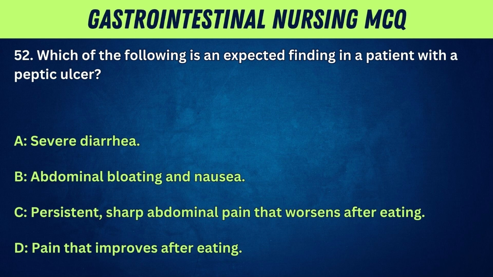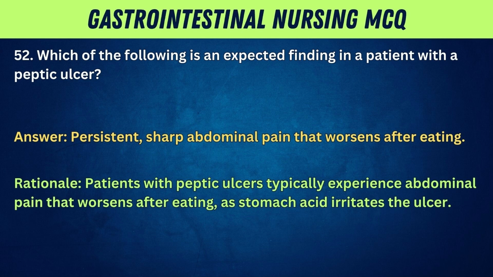Severe diarrhea. B. Abdominal bloating and nausea. C. Persistent, sharp abdominal pain that worsens after eating. D. Pain that improves after eating. Answer: persistent, sharp abdominal pain that worsens after eating. Rationale: patients with peptic ulcers typically experience abdominal pain that worsens after eating, as stomach acid irritates the ulcer.